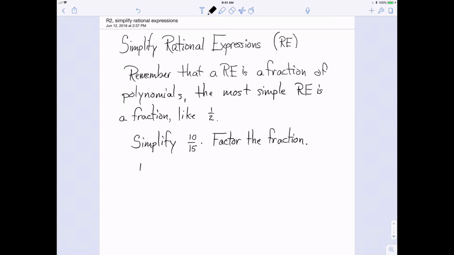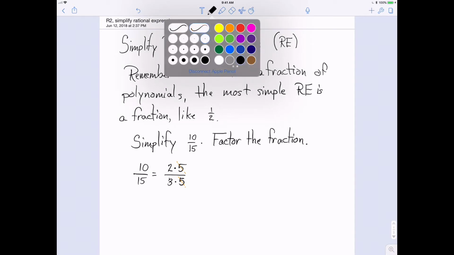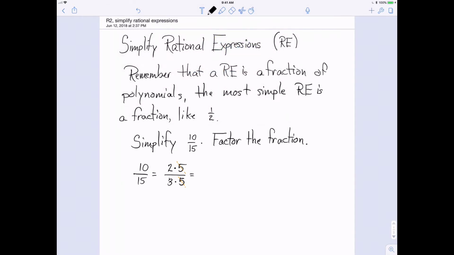So if I do that, I take 10/15, and I recall that 10 is the same as 2 times 5, and that 15 is the same as 3 times 5. But when I do that, notice what happens. I have a 5 in the numerator and a 5 in the denominator, and so really that's just another factor of 1, and so we can cancel the 5's. We don't cross-cancel, we just call it canceling. And so the net result is that the fraction 10/15 is more simply written as 2/3.